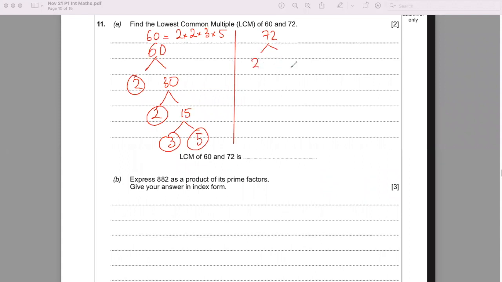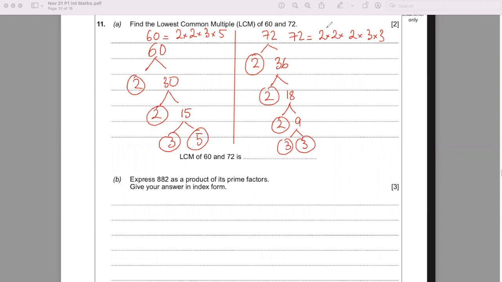It's up to you. I'm going to start with 2, and I circle the 2 because it's a prime number, and 36. I'm going to have again 2 and 18, and I'm going to circle the 2, and I have 2 and 9, and circle the 2 again, and 3 and 3. Okay, so my 72 would be 2 times 2 times 2 times 3 times 3.